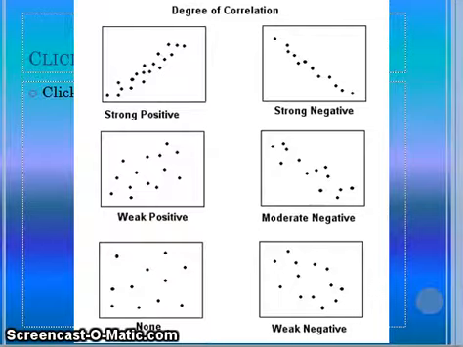We express the degree of the correlation on a scatter plot, and this is essentially what the scatter plots are going to look like. You see that we have a strong relationship here, a negative relationship, and a positive one. Weak, there is essentially very little correlation, and then of course we have a zero correlation, which means that the data is all over the place.